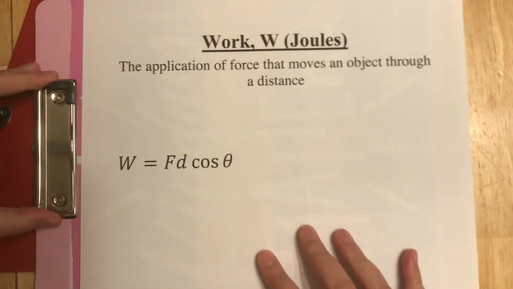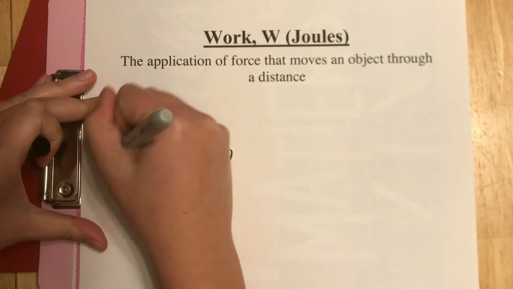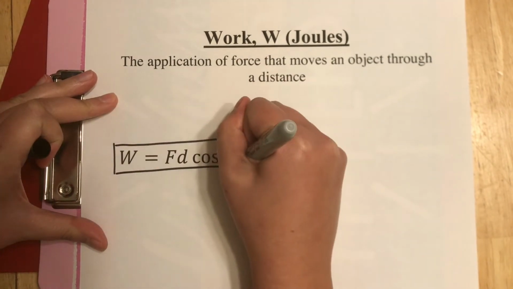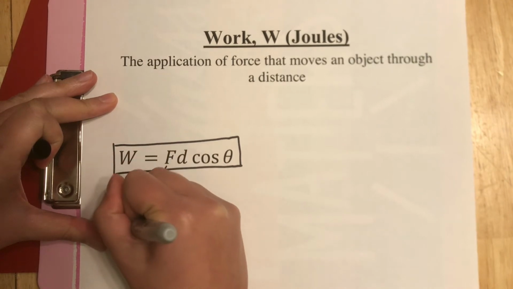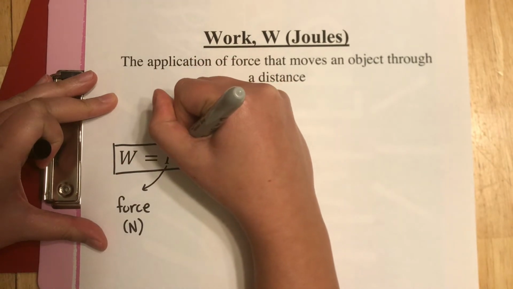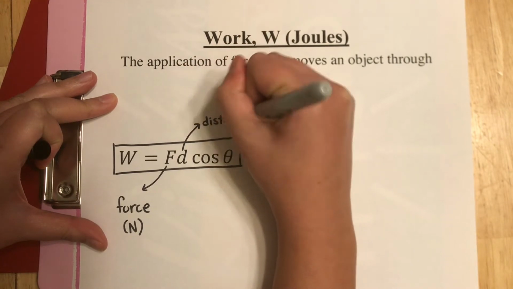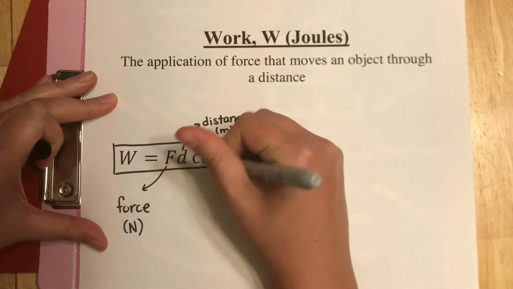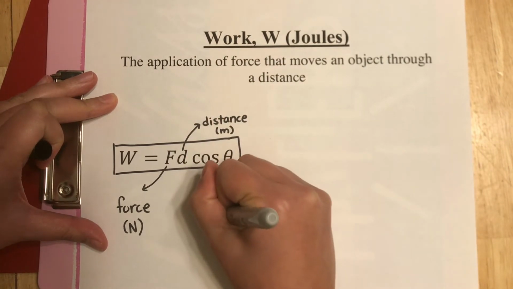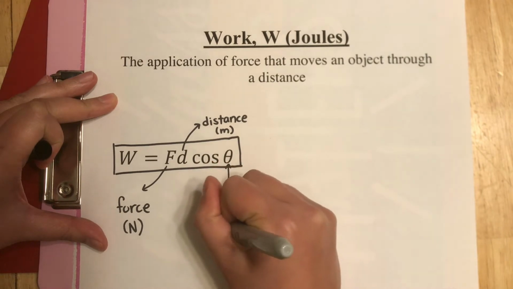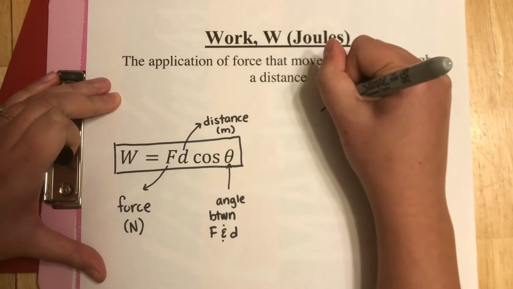Except this time, we're going to be working on the actual definition of work. So, you might recall that work is the application of force that moves an object through a distance. The actual equation for work is a little bit more complicated than just force and distance together. Yeah, those are part of it, but it also has this cosine theta term. The theta in this case will be the angle in degrees, so set your calculator to degrees. That's the angle between the force and distance.